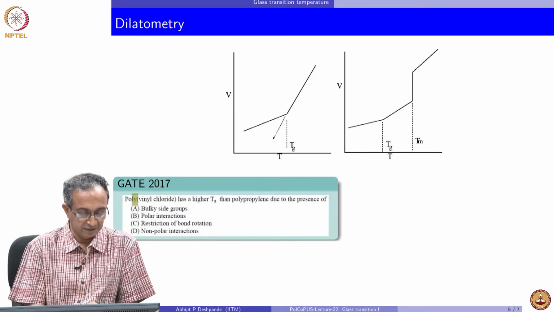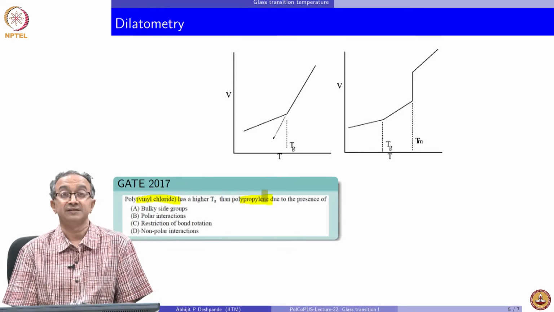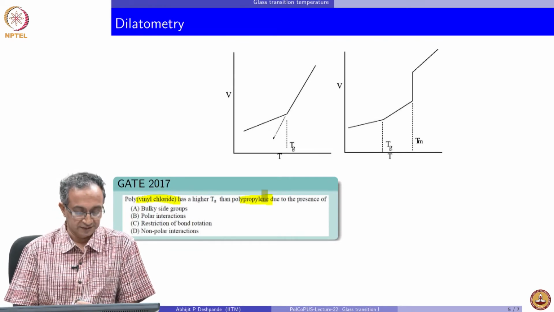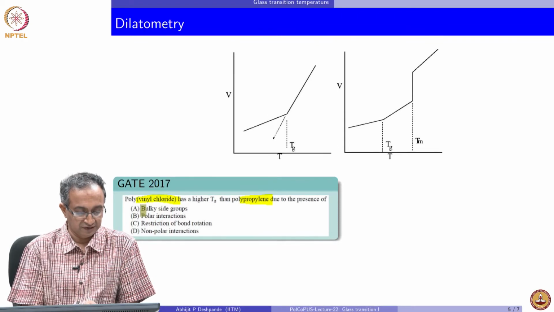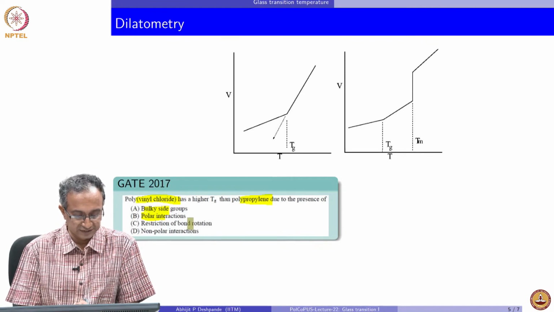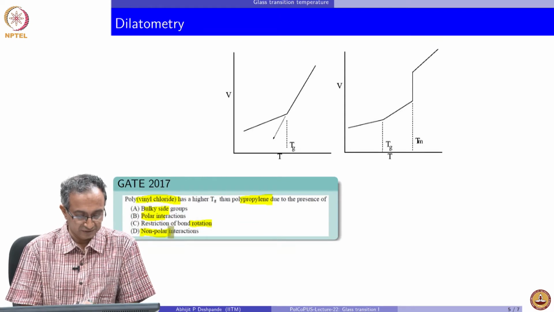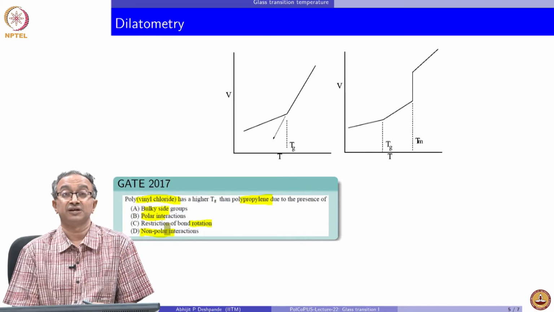When we talk at a generic level, all the polymers will have this glass transition temperature, but why, for example, does a polymer such as vinyl chloride have a Tg which is higher than polypropylene? Is it because the vinyl chloride has a bulky side group? Is it because there are polar interactions in this? Is it because there is a restriction of bond rotation, or is it because of some other interactions which are non-polar?